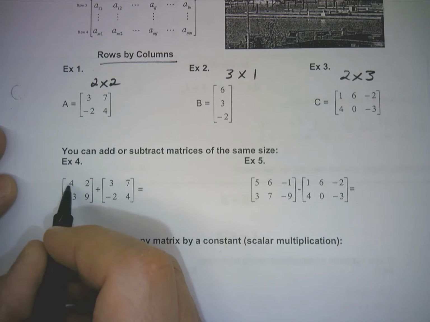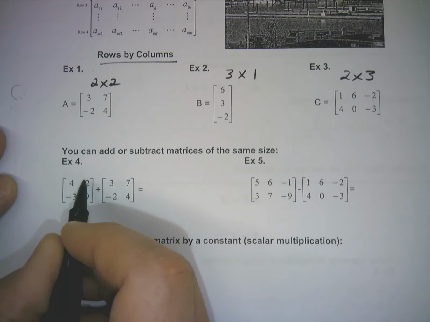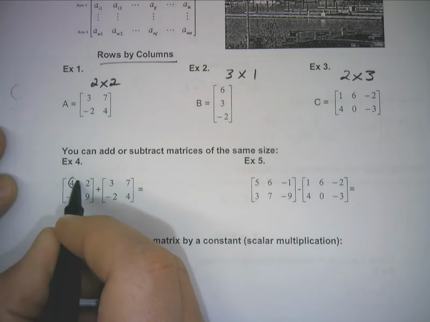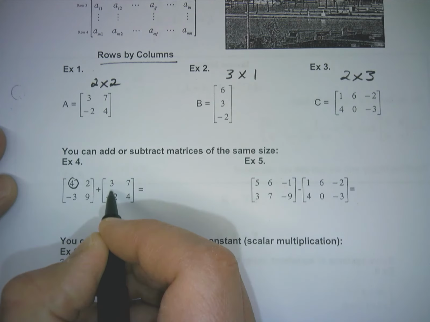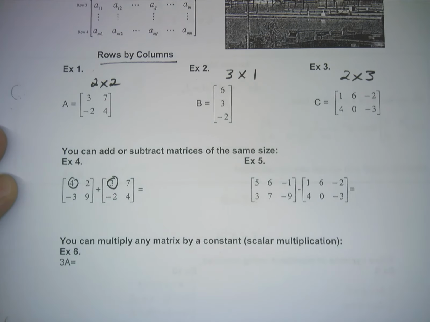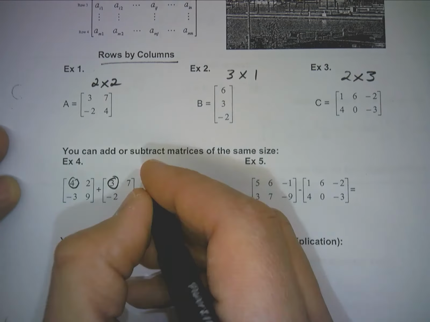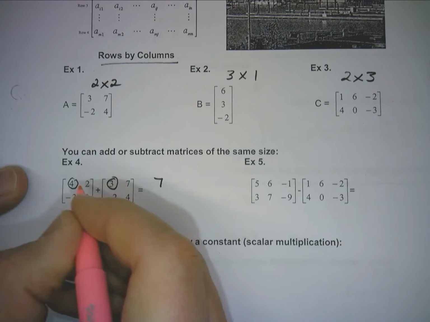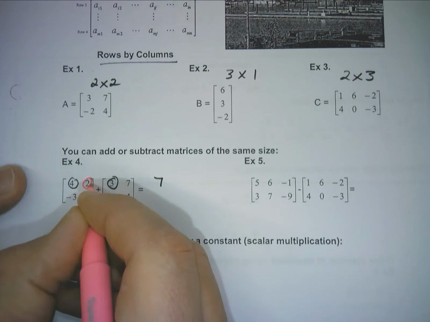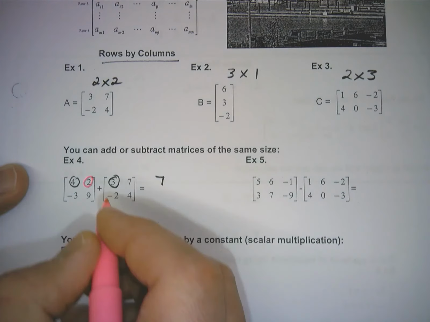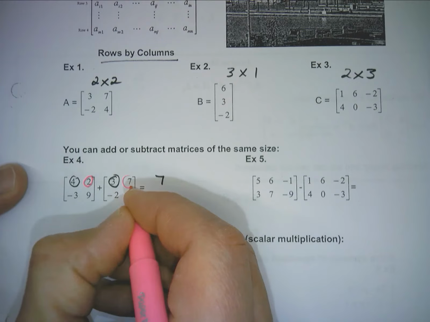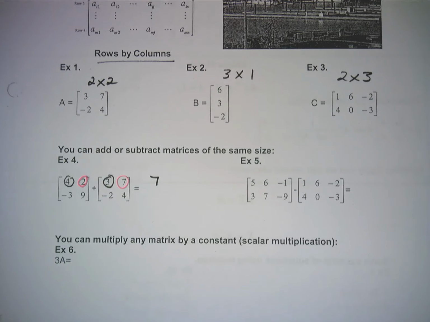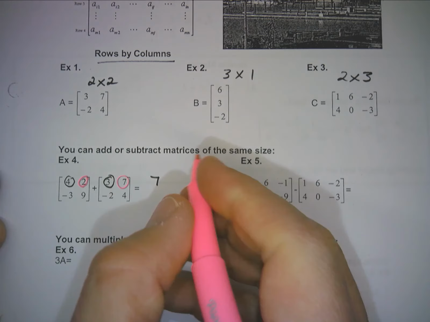So this is an element, okay? This is in the first row, first column. I match it up with the first row, first column element, and I just add it together. So 4 plus 3 is 7. And then I do it again. I take the first row, second column element and add it to the first row, second column element. So I just say corresponding elements, add them or subtract them. All right, so 2 and 7, that gives you 9.